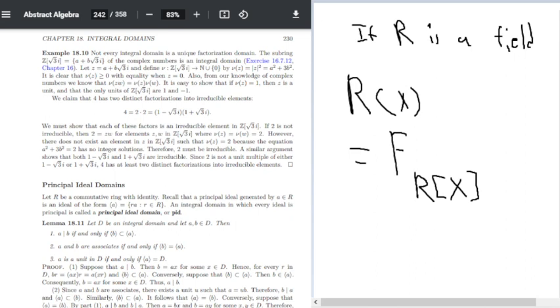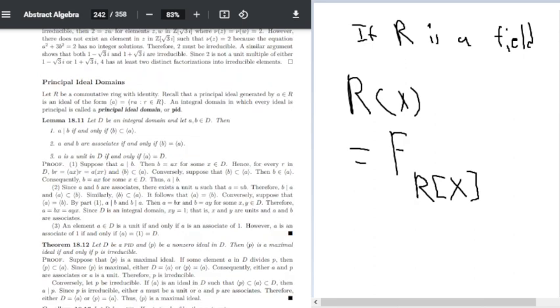Principal ideal domains. Let R be a commutative ring with identity. Recall that a principal ideal generated by a in R is an ideal of the form ⟨a⟩ equals Ra for all r in R. An integral domain in which every ideal is principal is called a principal ideal domain, or PID.